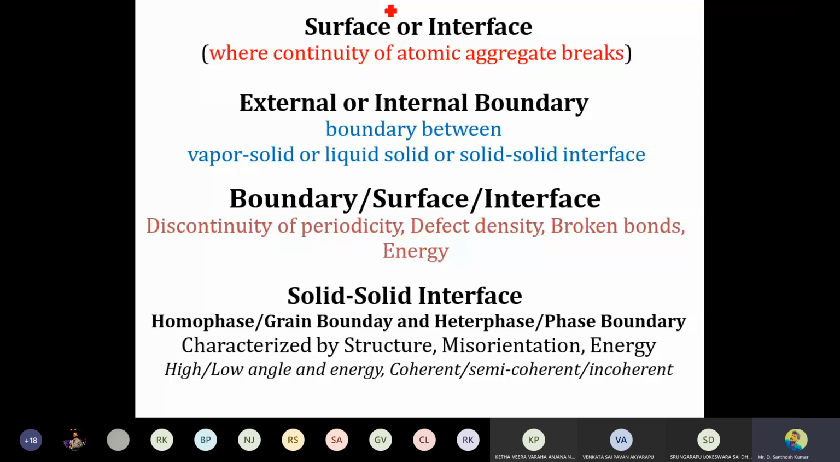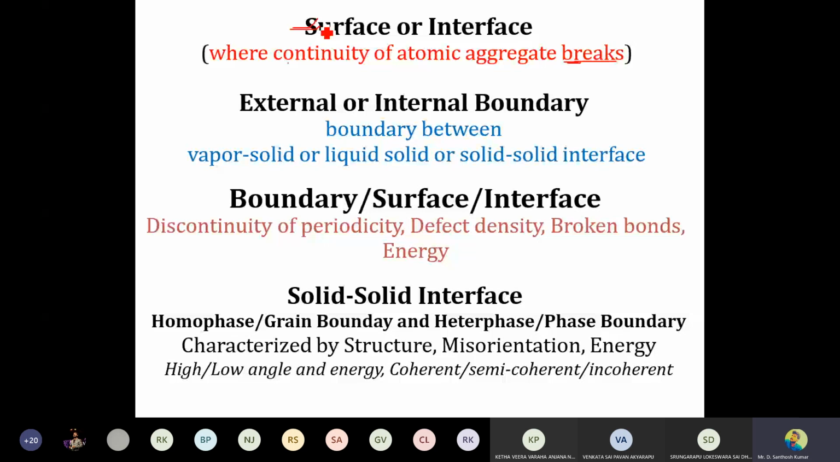Whether it is crystalline or amorphous, in either case we have a situation where a certain continuity breaks down or ends at a particular site. Where such continuity ends, we create a surface. That is what you have to remember: where the atomic aggregate breaks down or ends, surfaces arise.